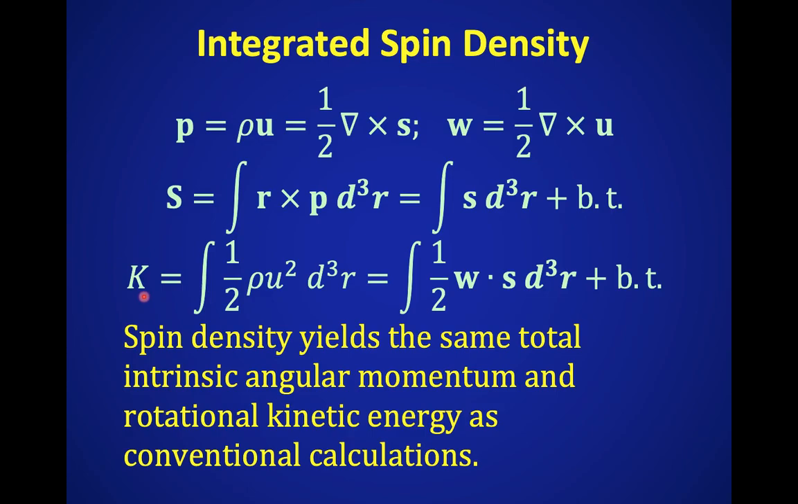And if we calculate kinetic energy, 1/2 rho u squared, and integrate that, again, we can integrate by parts, and in that case, we get the angular velocity times the spin density, which is similar to the kind of calculation we normally do with angular momentum.